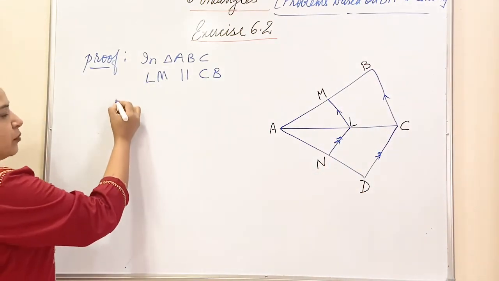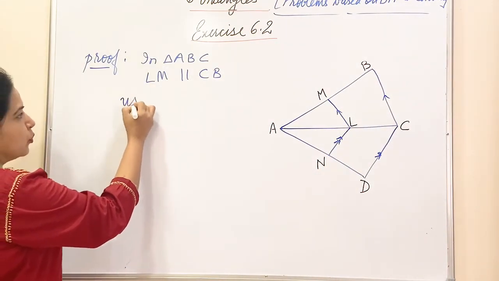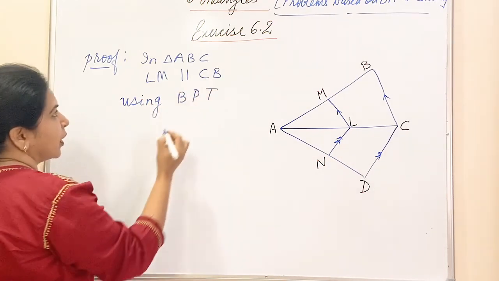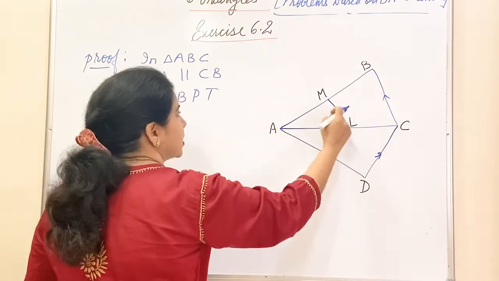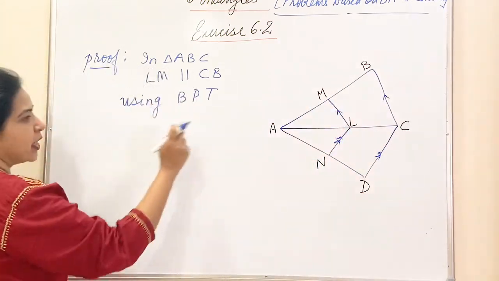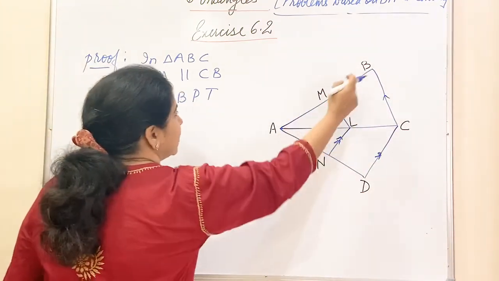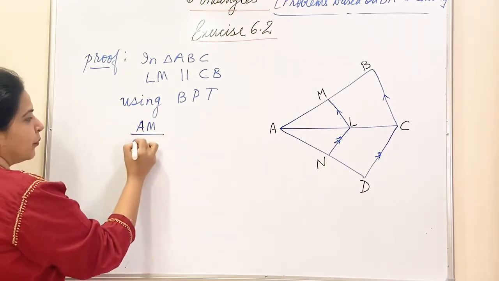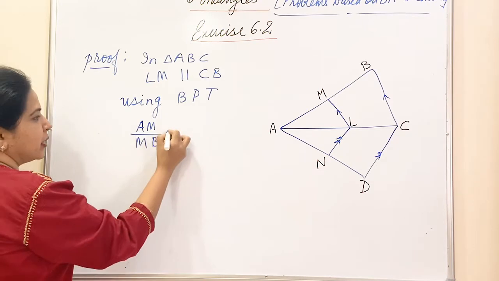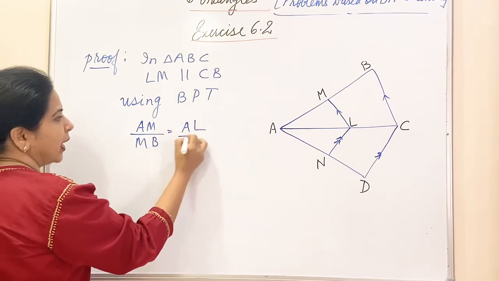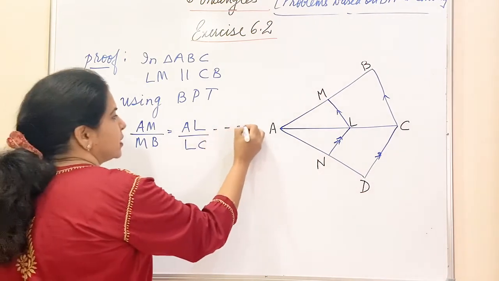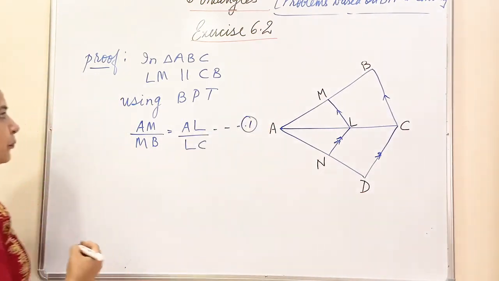So using BPT, basic proportionality theorem, in this triangle, if this line is parallel to this line, then the other two sides are divided in the same ratio. So AM by MB is equal to AL by LC. Okay. This is equation 1.